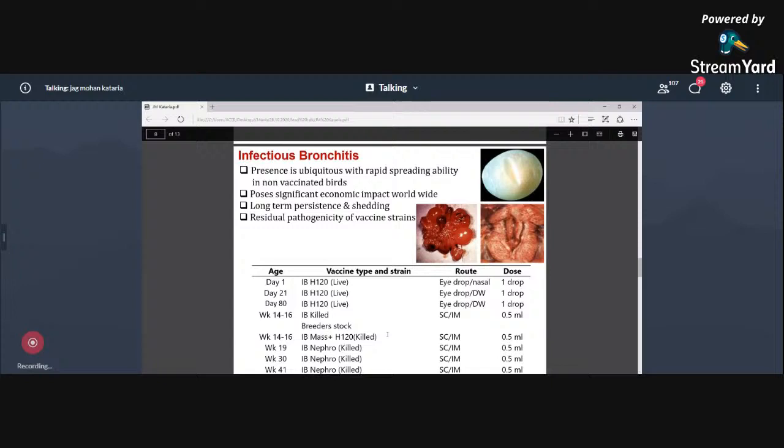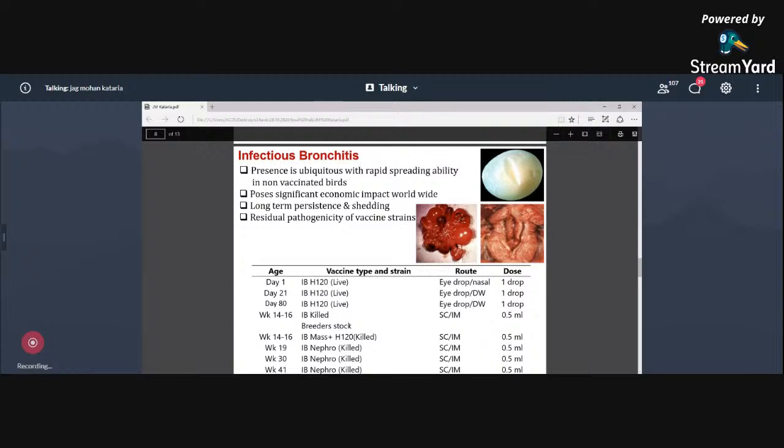Or due to damage to the ovary they will become internal layers. Now you can see this is the kidney, how the kidneys are swollen, and this is the atrophied ovary, and you see the eggs. The eggshell is very thin. This is how you can recognize in the field whether IB has come.